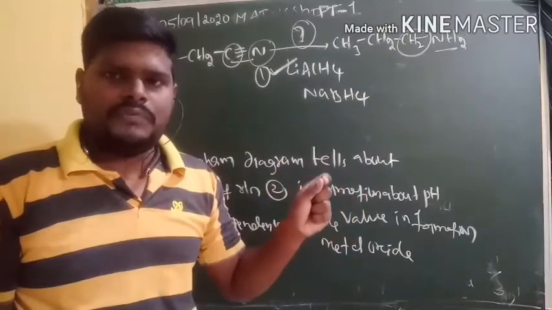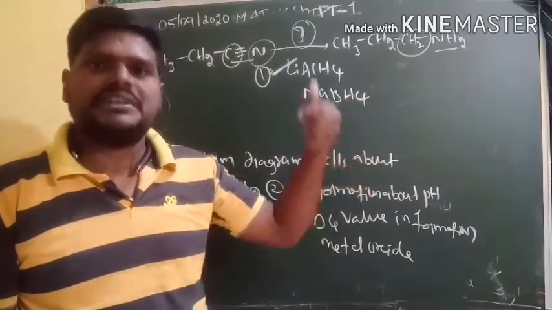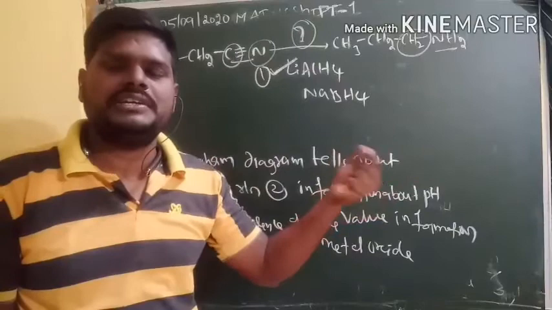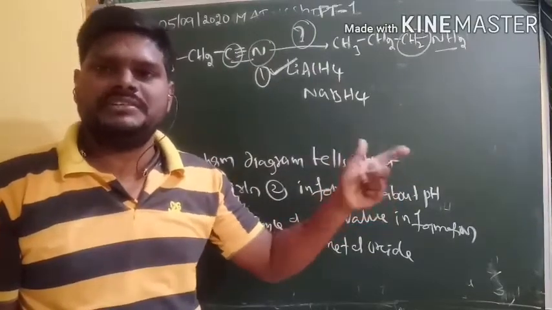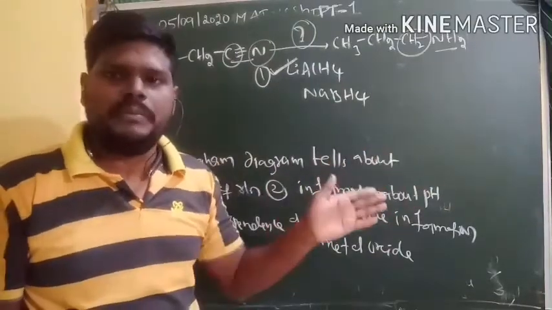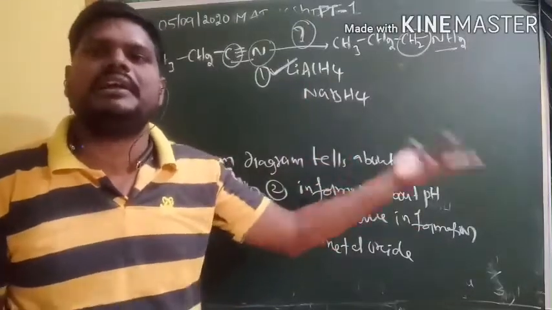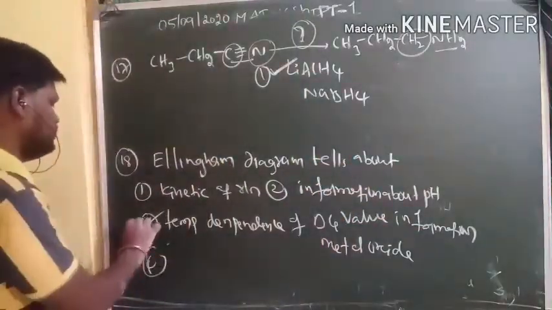A graph of delta G naught against temperature. Here, what is our delta G naught? The standard free energy change against temperature for the formation of different oxides is called the Ellingham diagram. So, direct definition, the third one is correct.